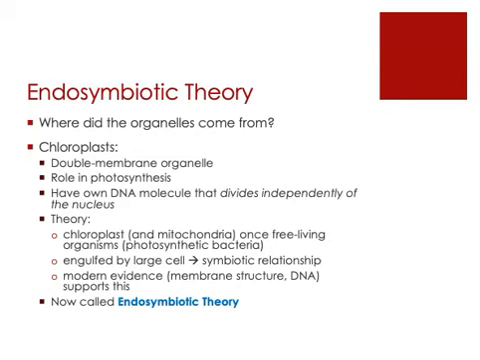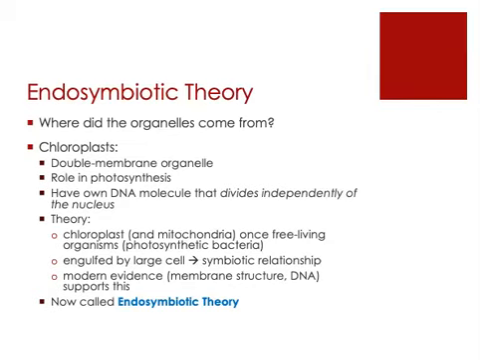Both the chloroplasts and the mitochondria are specialized organelles that arose through evolution because of this process called endosymbiosis, and we have good evidence for this.